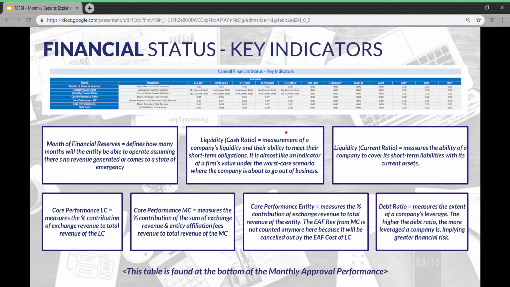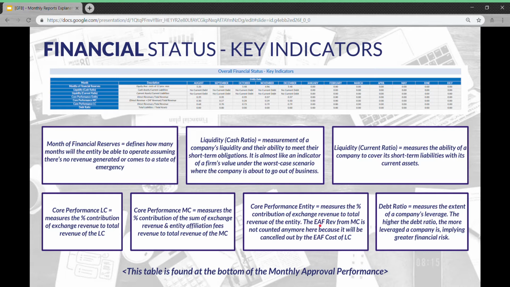Liquidity cash ratio is a measurement of a company's liquidity and its ability to meet its short-term obligations. It is almost like an indicator of the firm's value under the worst case scenario. Liquidity current ratio measures the ability of a company to cover its short-term liabilities with its current assets. Core performance LC is the percentage of exchange revenue to revenue. Core performance MC is exchange revenue and entity affiliation fees to total revenues. Meanwhile, core performance entity is based on exchange revenue to total revenue.